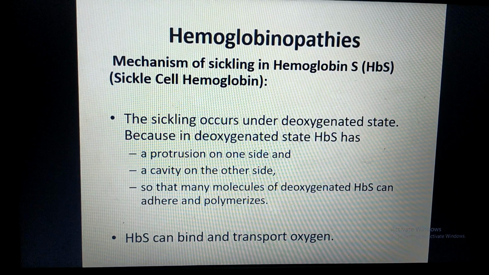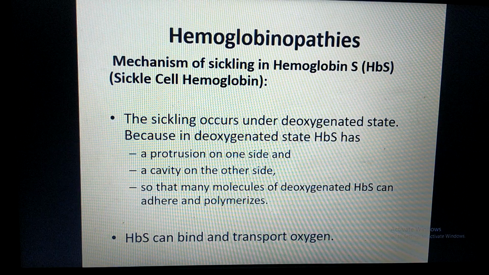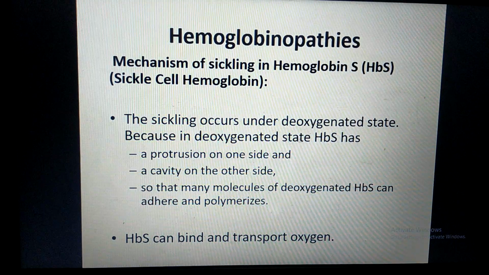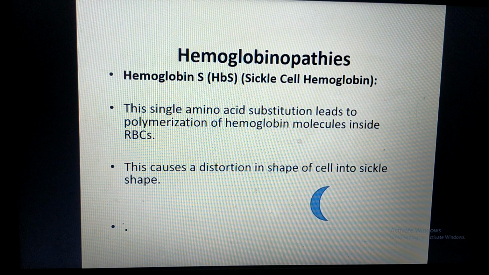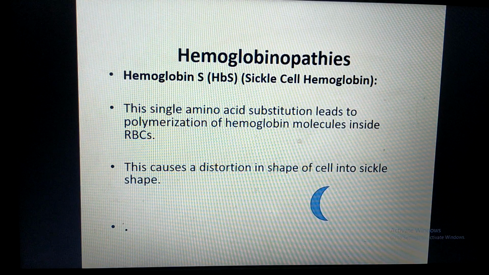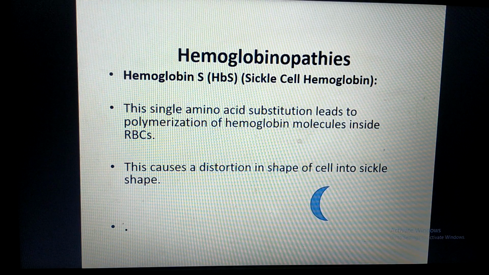So the same is written here. Sickling occurs under the deoxygenated state because the deoxygenated state of hemoglobin has protrusions on one side and cavities on the other side, so that many molecules of deoxygenated hemoglobin S can adhere and polymerize. Hemoglobin S can bind and transport oxygen normally. When it is a monomer, it can transport oxygen just like hemoglobin A. This single amino acid substitution leads to polymerization of hemoglobin molecules inside the RBC. This causes distortion in the shape of the RBC into sickle shape, and RBCs look like this.